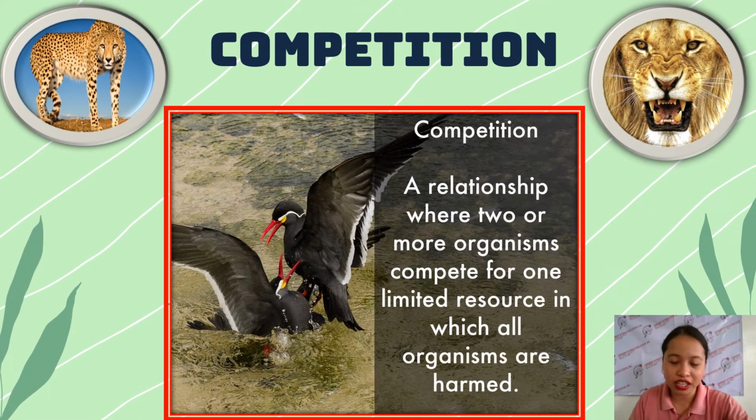Next, we have competition. This is very common for some animals. In competition, two or more organisms compete for one limited resource, in which all organisms are harmed. An example for this is the cheetah and the lion. They will compete for one food, like the zebra. Not just animals, plants also compete. In what way? They will compete for space, nutrients, and resources such as water and sunlight. That's why when you want to plant, you need to give them space.